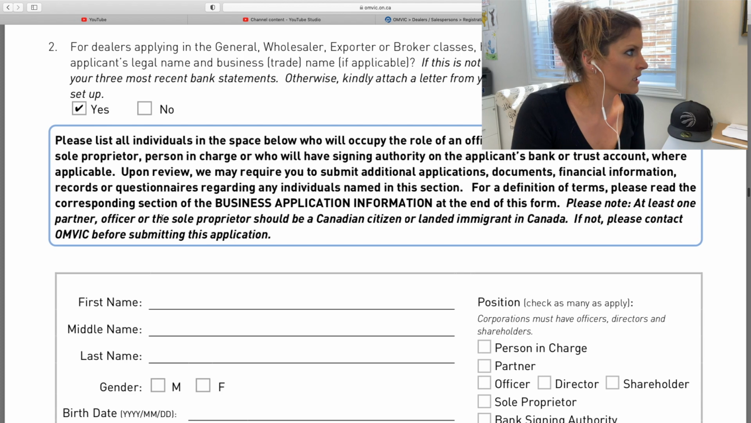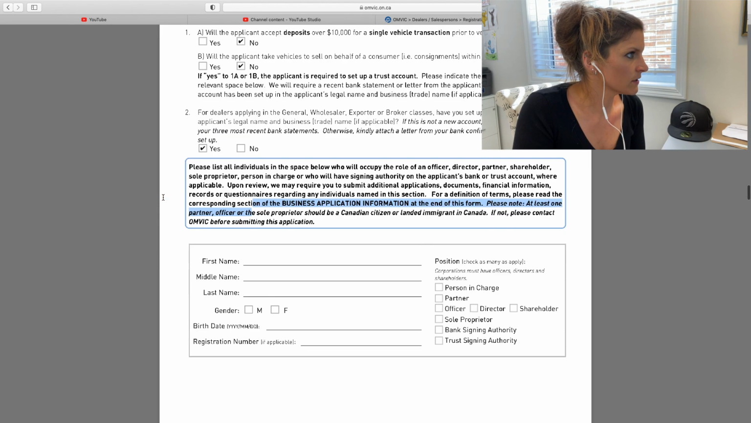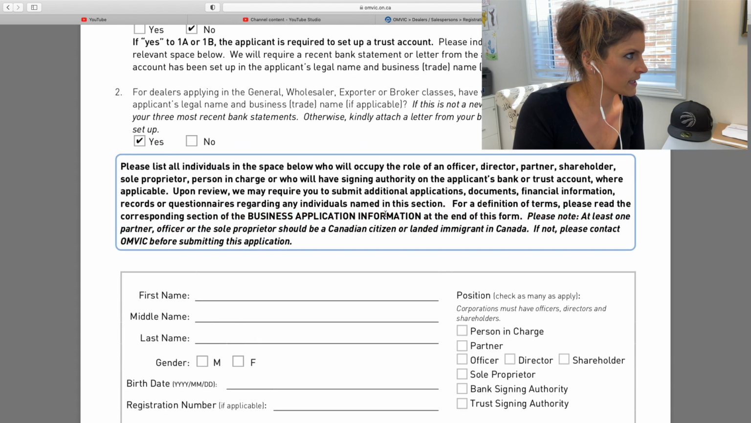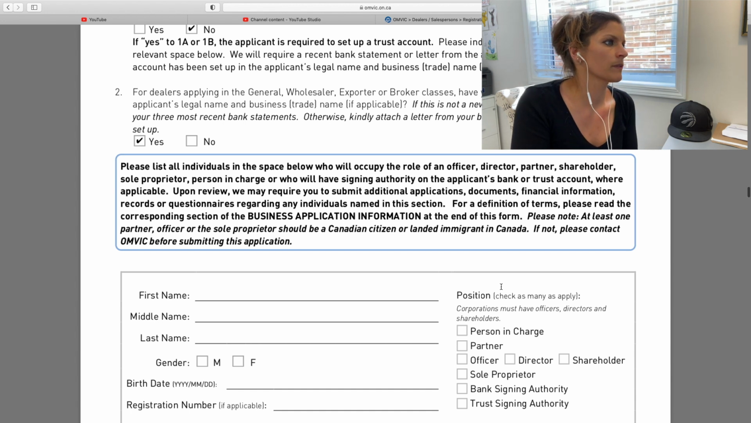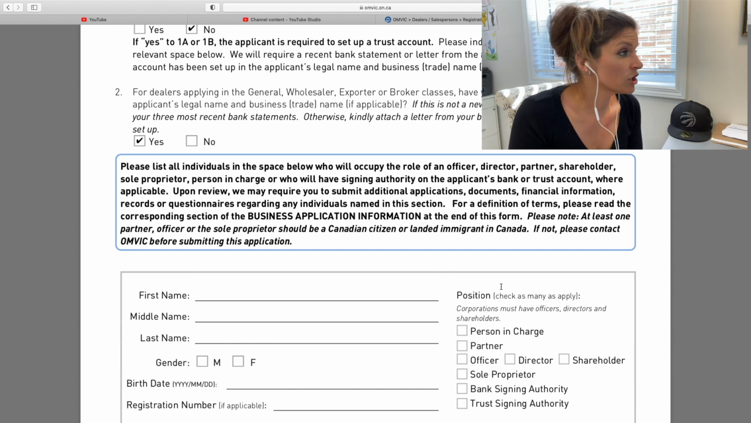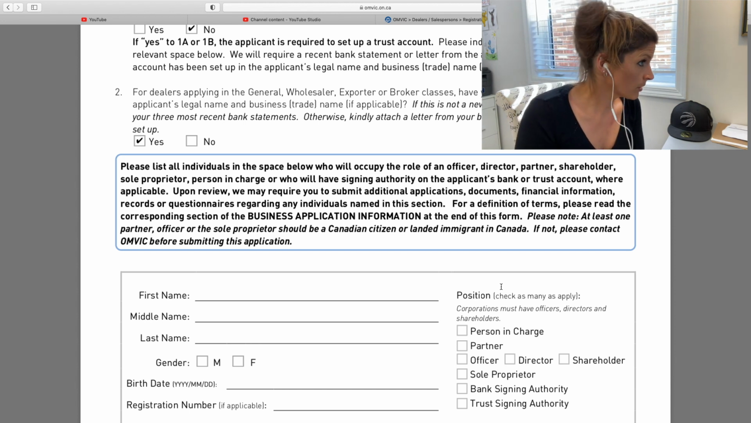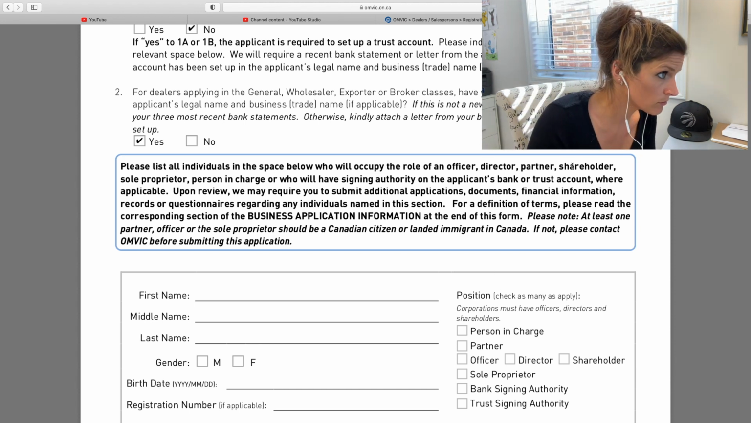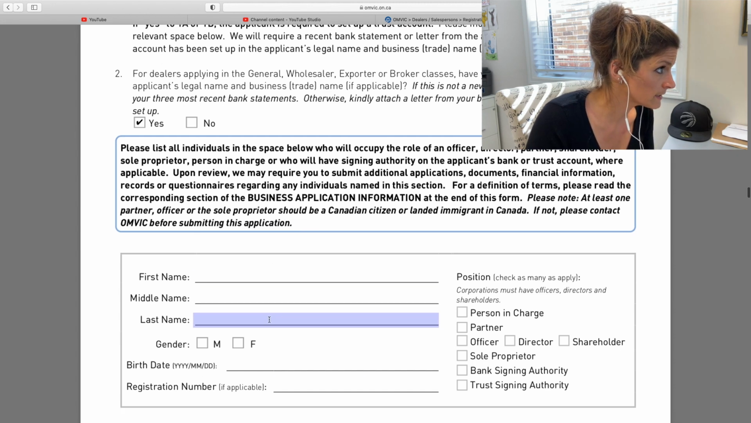So in this next section, you must list all the individuals who will occupy the role of an officer or director. So officer or director if you registered a corporation, partner if it's a partnership, any shareholders if you're a corporation, again, sole proprietor, person in charge. Basically, you need to list them all here.